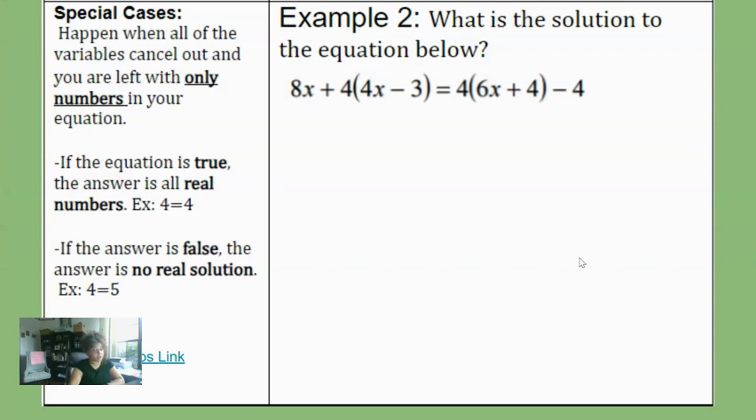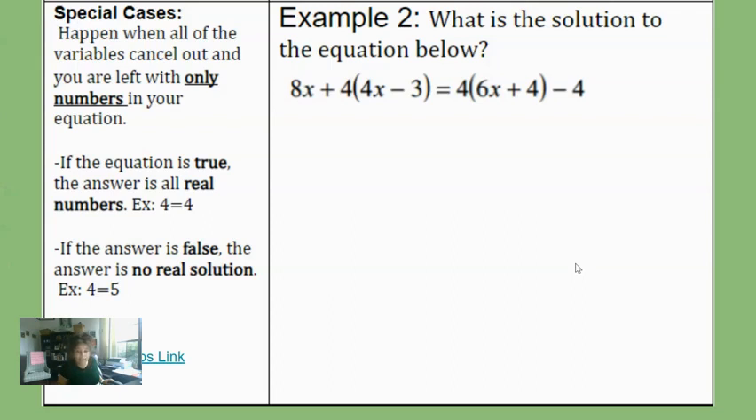Now, special cases. These are some special cases that we do have. Okay? Special cases happen when all the variables cancel out and you're only left with numbers in your equation. Okay? So if the equation is true and the answer is all real numbers, you would have the same number equaling each other. Okay? That means it's going to be the same line. If the equation is false, that means there's no real solution.